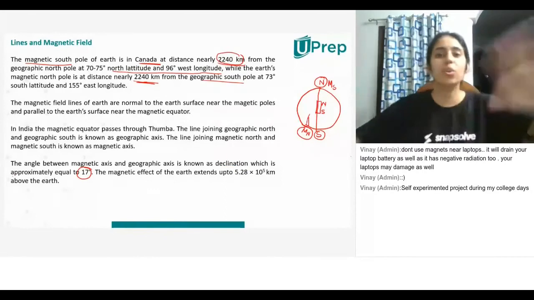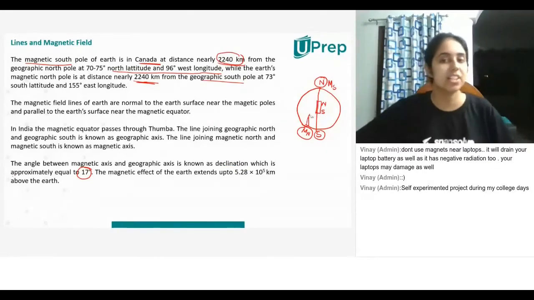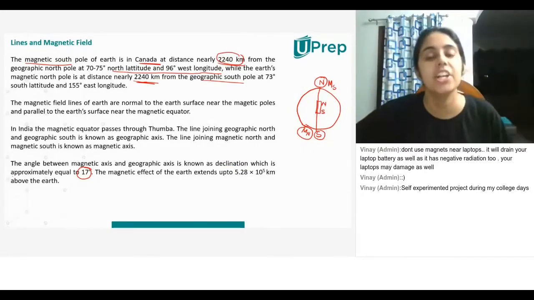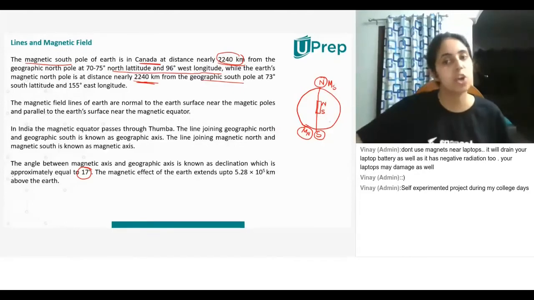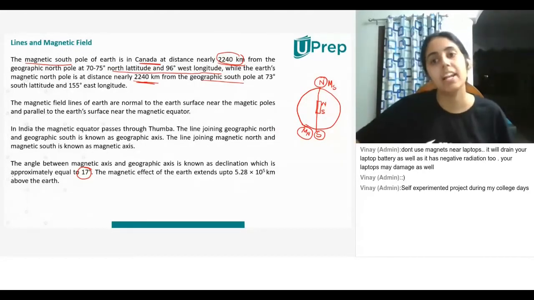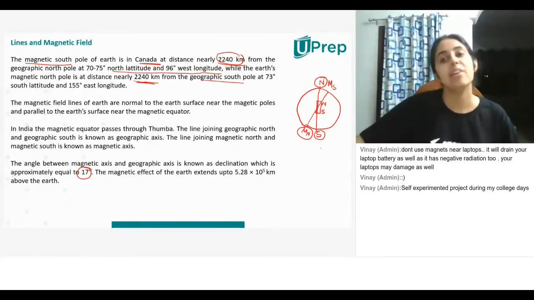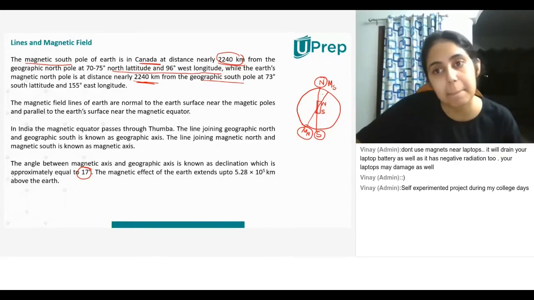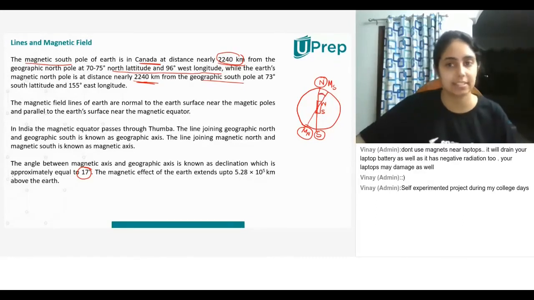No, don't look at the paragraph. I'm asking you, just generally, did you understand the north-south axis, the geographical north-south axis? Yeah, ma'am, I understood. Okay. Now, did you understand the magnetic north-south axis? Okay. Now, if I draw these two axes and I measure the angle between these two axes.